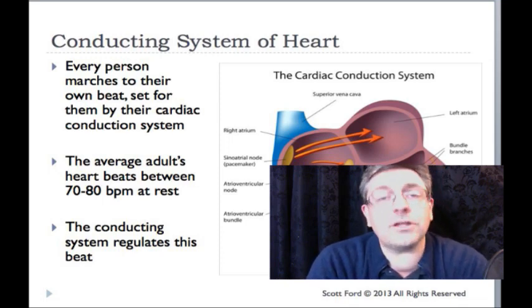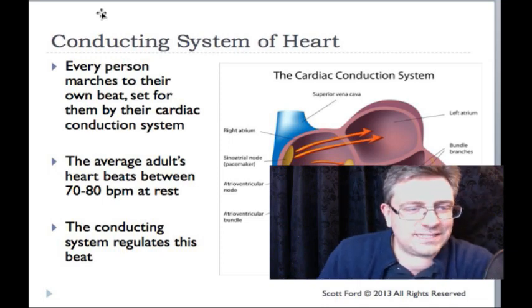So, your heart rate could go up because of something like caffeine or other stimulants.